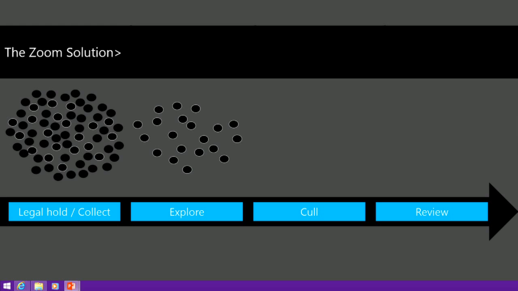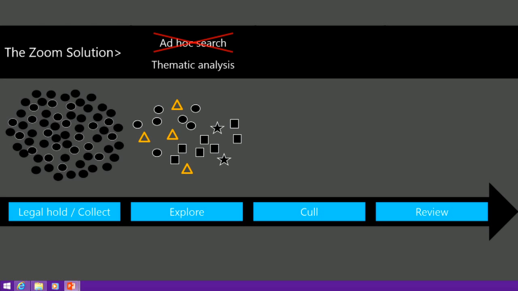But after that, we get to this next step, which is we need to start looking and starting to understand the data. We want to explore it. We want to get in there and start picking apart the data to really see what's going on. And as part of that, we are able to use thematic analysis, machine learning that goes in without any human intervention.